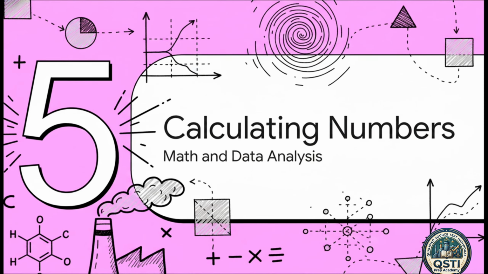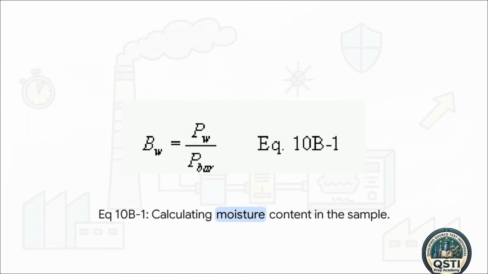Finally, Section 5, Calculating the Final Numbers. Let's step away from the machines and look at the actual math. First things first, we have to account for water. If we see visible condensation inside our Tedlar bag, we use what's called Equation 10B-1. This calculates the moisture content fraction, which we call BW. We figure this out by taking the vapor pressure of the water in the bag and dividing it by the barometric pressure in the analysis room. We need this specific moisture fraction to make sure water vapor isn't artificially inflating or deflating our final numbers.